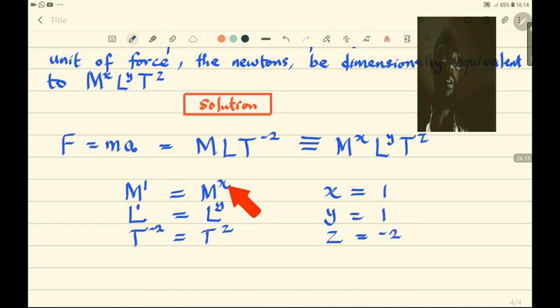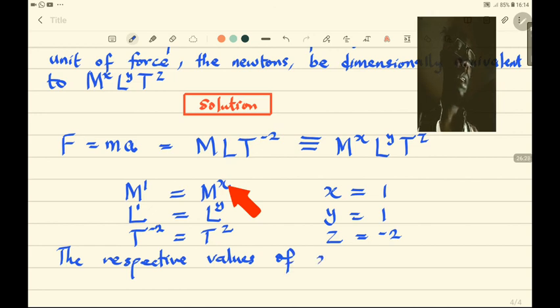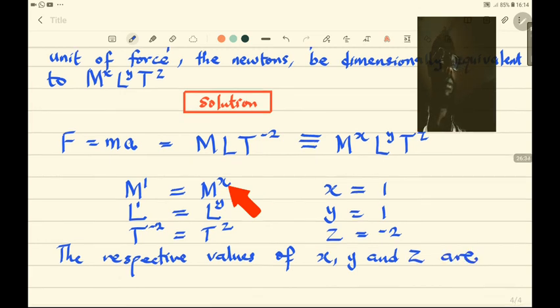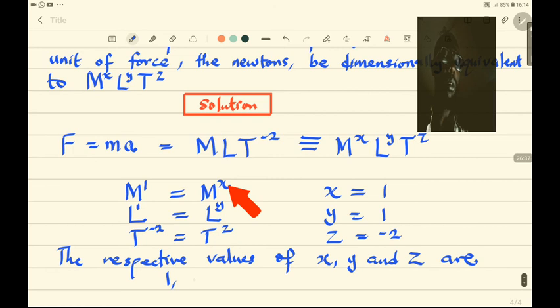So the respective values of x, y, and z are 1, 1, and minus 2. Okay, so that has actually justified that.